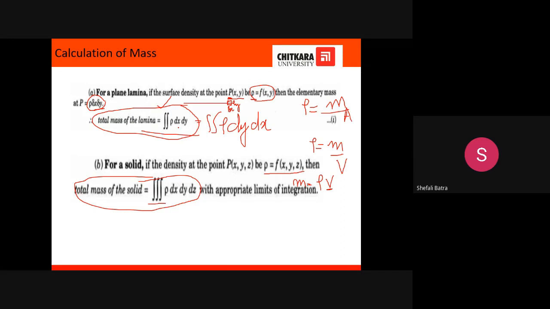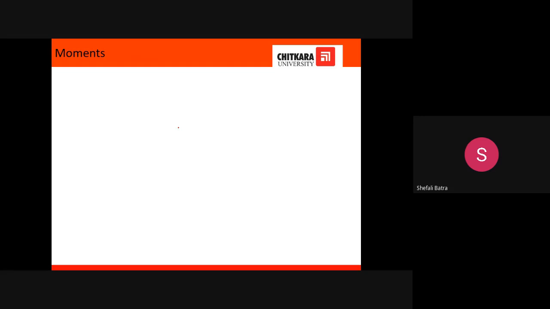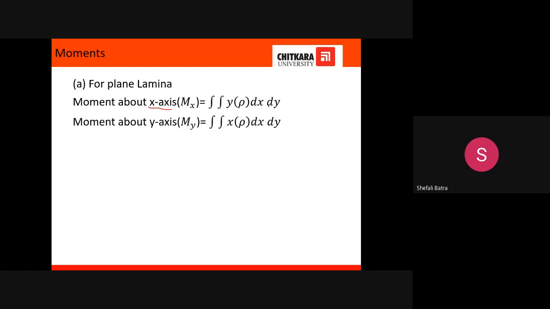Similarly, next, moments. So formula for plane lamina means thin plate, two dimension. Moment about x-axis. Formula would be double integration y into rho into dx into dy. If you are finding the moment about x-axis, then formula would be y into rho dx dy. Similarly, if I'm writing the moment about y-axis, then formula would be double integration x rho dx dy. If you'll be taking about x-axis, so in formula you'll be writing y. If you're finding the moment along y-axis, so in formula you'll be writing x, right?